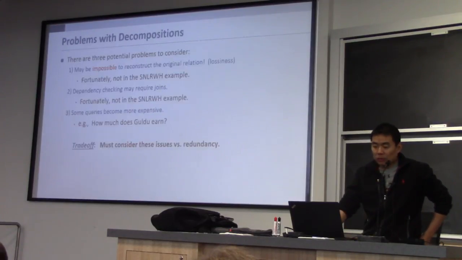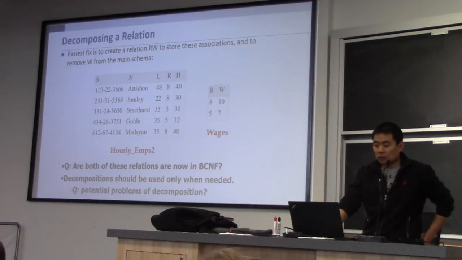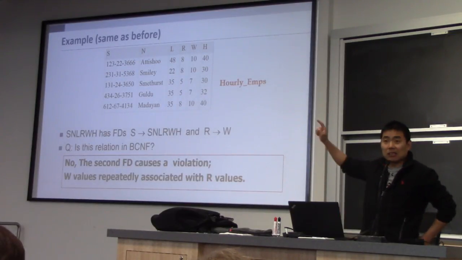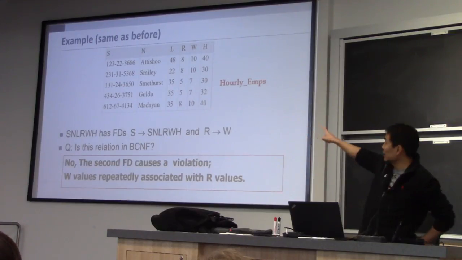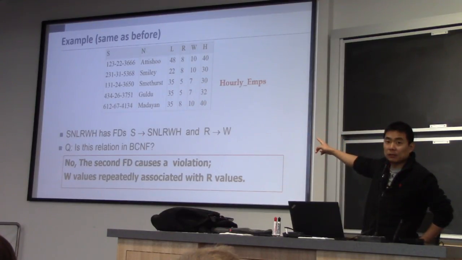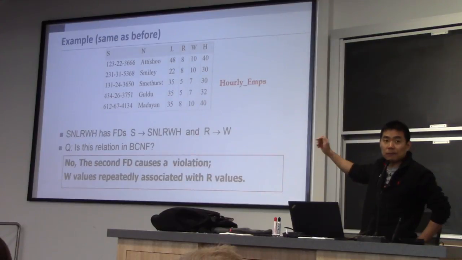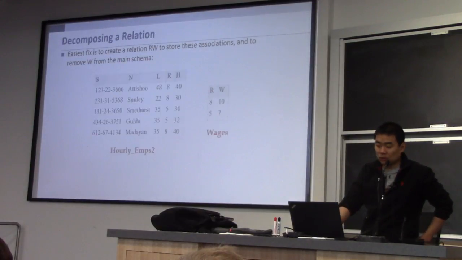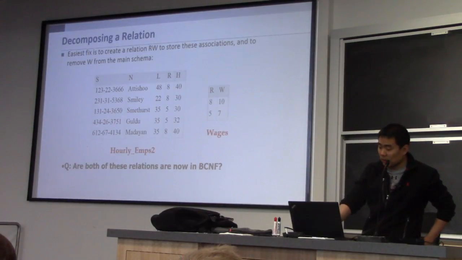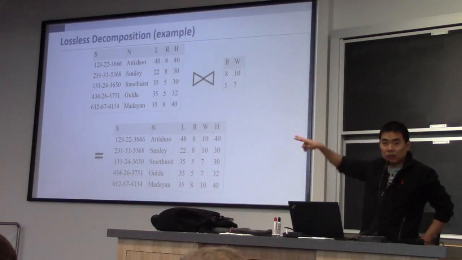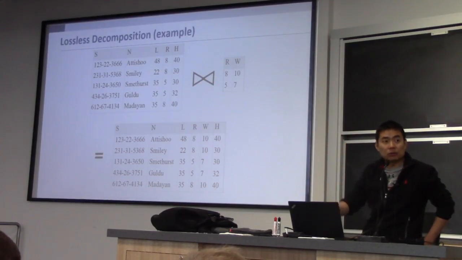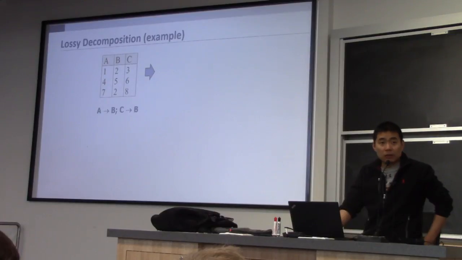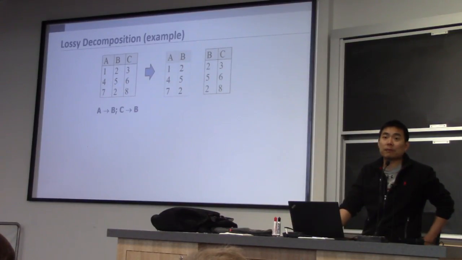So that being said, we also talk about decomposing relations. The point is, when you have a schema that does not satisfy BCNF, in this case, R determines W has violated the BCNF requirement because R is not a key, then you decompose that into two smaller schemas. In this particular case, this decomposition is fine because when you join them back, you get the original relational instance back. But there are cases where if you do decomposition, you end up with a lossy decomposition.